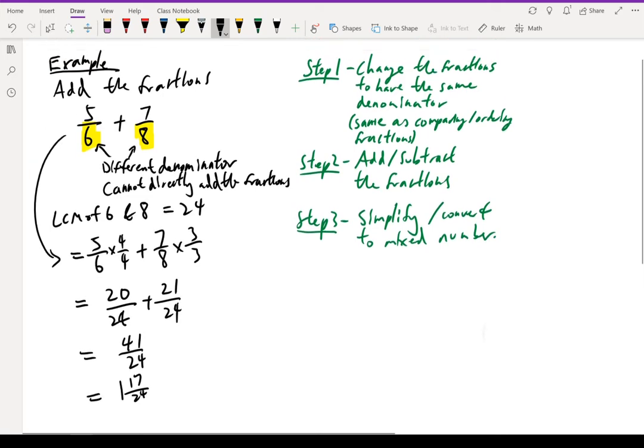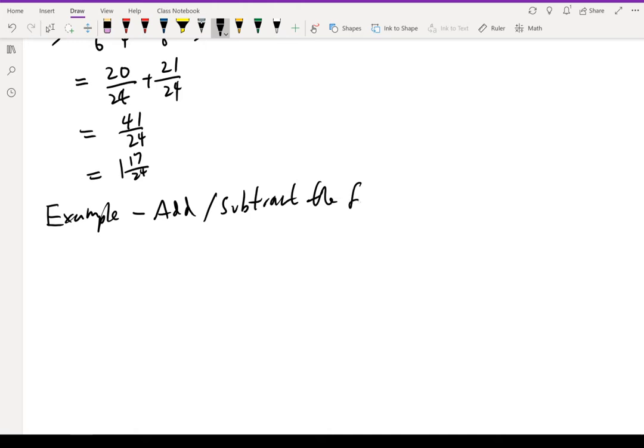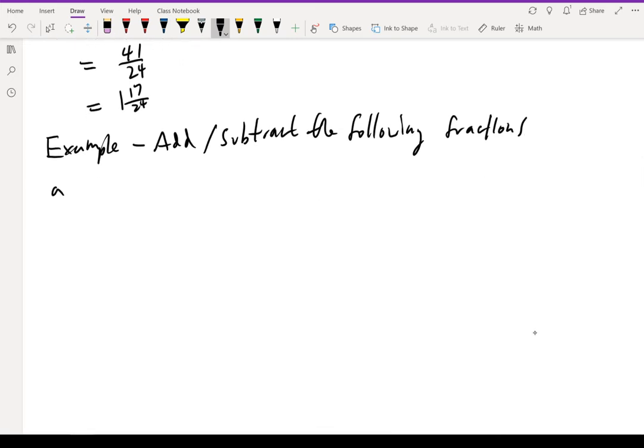So let's go into some other examples. Example. I'll just keep it as example. There's no example 1, 2, and 3. Add or subtract the following fractions. For A, let's do 5 over 8 plus 7 over 12.